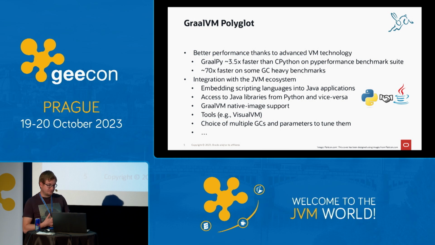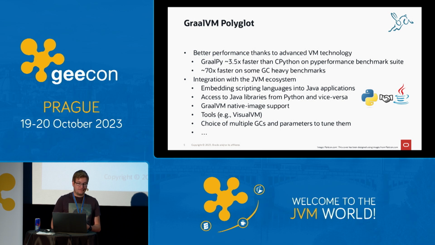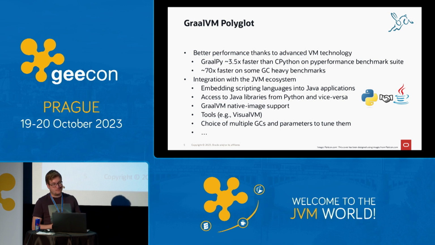So why this polyglot thing? Why additional languages on top of JVM? Because of this advanced VM technology that we are reusing from JVM, we can deliver very good performance. We are on average 3.5x faster than the reference implementation of Python on the PyPerformance benchmark suite, which is a benchmark suite that Python itself uses to benchmark itself. It's not a benchmark suite that we would tailor for us.